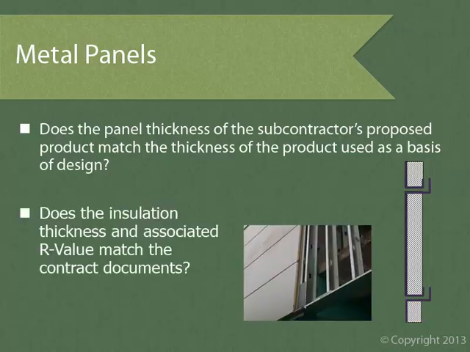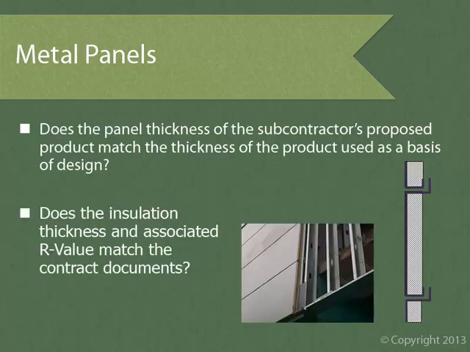We also need to verify if the insulation thickness and associated R value match the contract documents. R value is given per inch of insulation, and different manufacturers' products will have different R values. Let's say the architect used a 2-inch insulation product with a value of R5 per inch, which means they're counting on a metal panel system with a total rating of R10. The product provided by the subcontractor must have a minimum rating of R10.